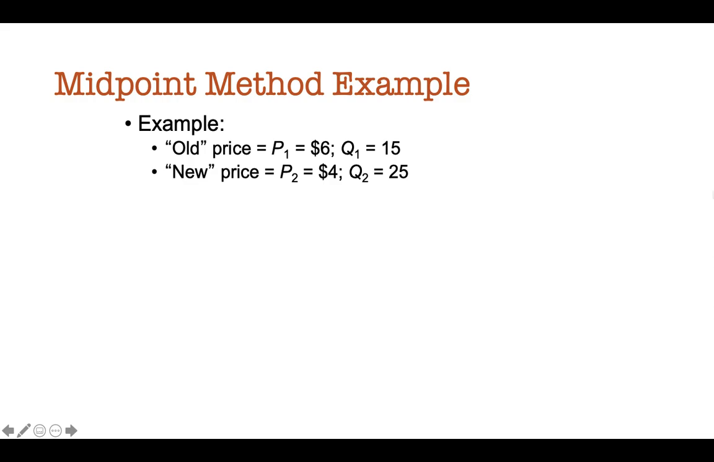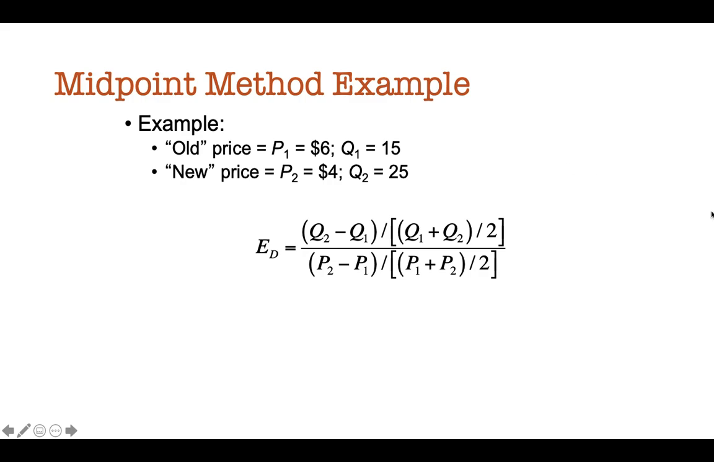Let's suppose you are selling sandwiches. You have a sandwich shop, and originally you were selling sandwiches for the price of $6 per sandwich, and at that price you sold 15 sandwiches per day. So my P1 is going to be $6, and my Q1 will be 15. Now the new price: you try lowering the price, you drop the price to $4 a sandwich, and you sell more. Your new quantity demanded will be 25.